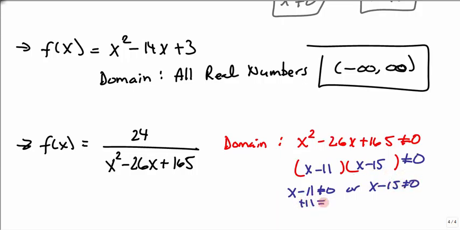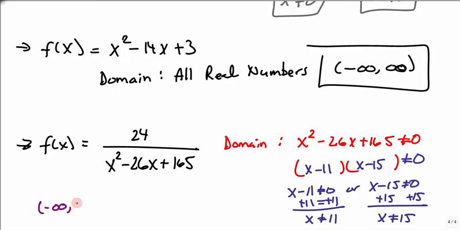So I'd add 11 to both sides. So I'd say x cannot equal 11. Add 15 to both sides. x cannot equal 15. So in this particular problem, I'd have to say the values of 11 and 15 should be excluded, or if they were asking for interval notation, I would say negative infinity to 11, union 11 to 15, union 15 to infinity.